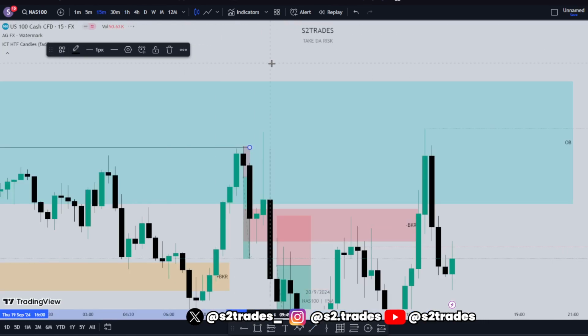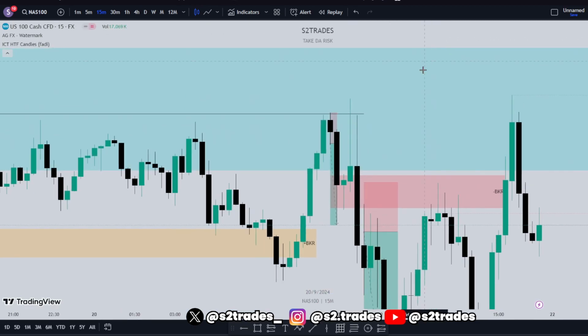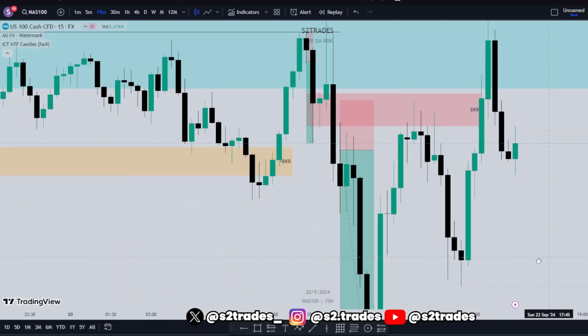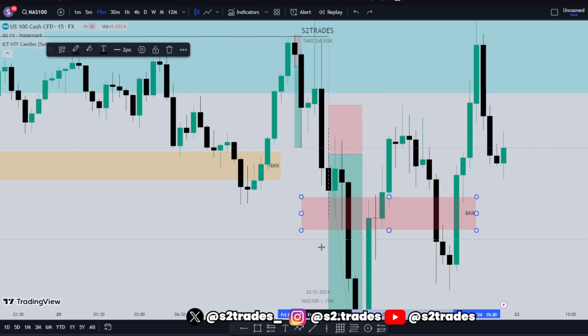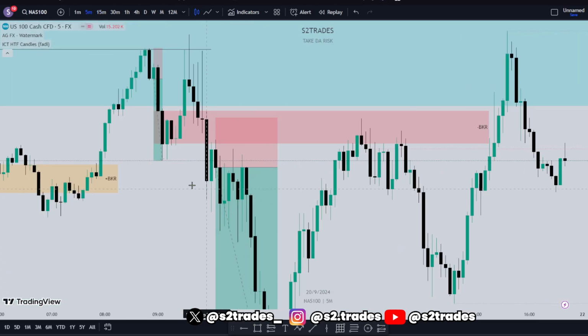And on the 15 minutes, this was a perfect entry, by the way. So boom, swept this liquidity on the 15 minutes, swept internal liquidity and created a breaker block. You could literally catch this short here, or you could have caught this short here like I did. So here, boom, let me show you guys the trades I took.